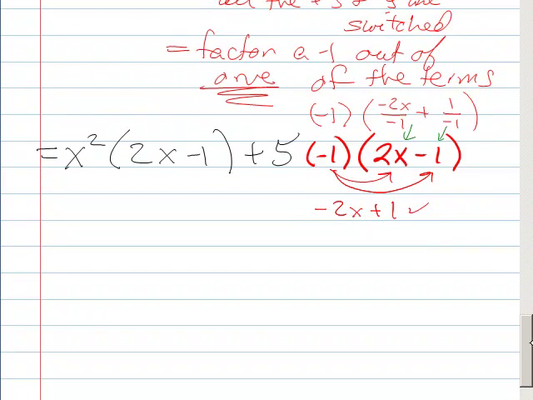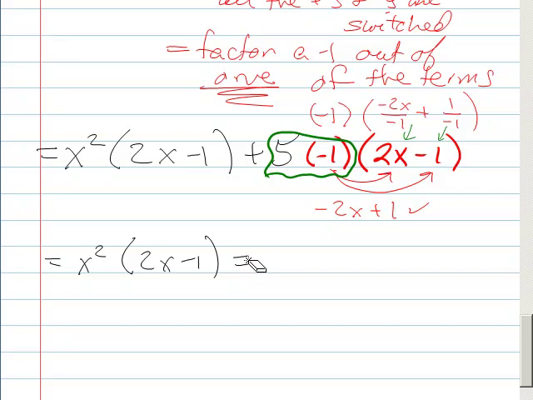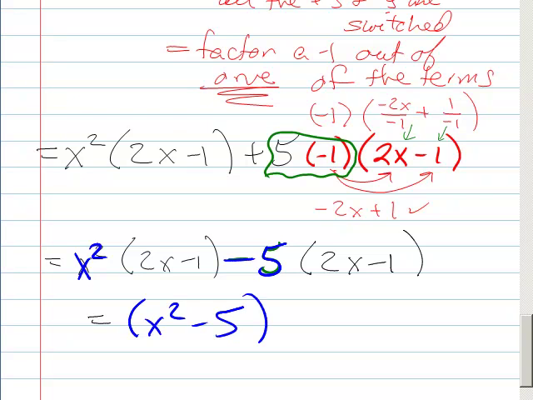Okay, so this is a little tricky, but you definitely got to be able to do this. So we have x squared times 2x minus 1. Now what we're going to do is combine these terms. I have 5 times negative 1, so 5 times negative 1 is going to be negative 5. And here I've got 2x minus 1. All right, so now finally we're in a position where we can go forward. I've got x squared, blah, minus 5, blah, which gives me x squared minus 5, blah.